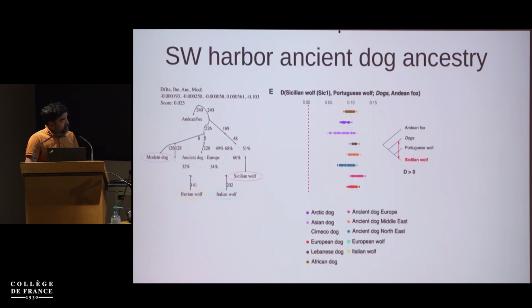So this is our model for what the Sicilian wolves look like. They harbor ancestry from ancient dogs in Europe, as you can see there. And they have about 50-50 ancestry between that of ancient dogs and that of other Eurasian wolves.